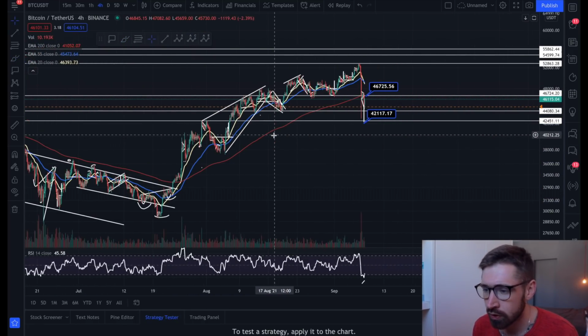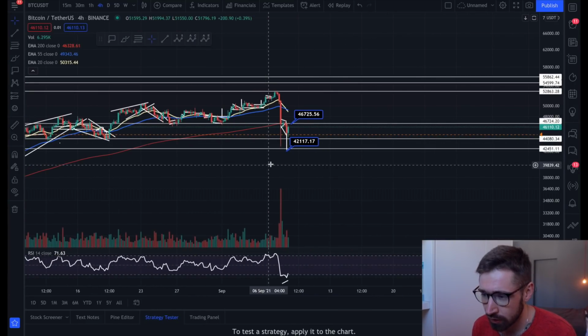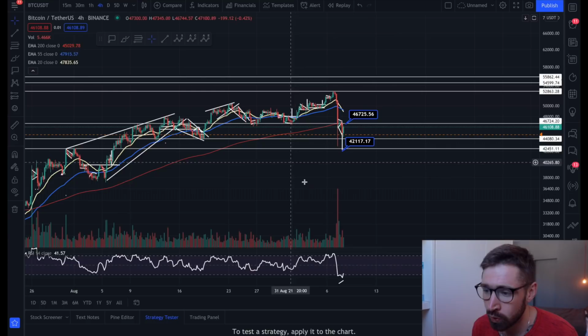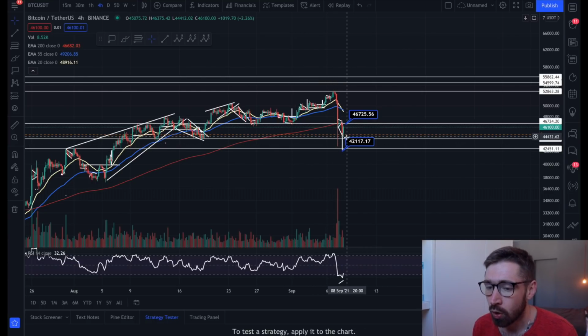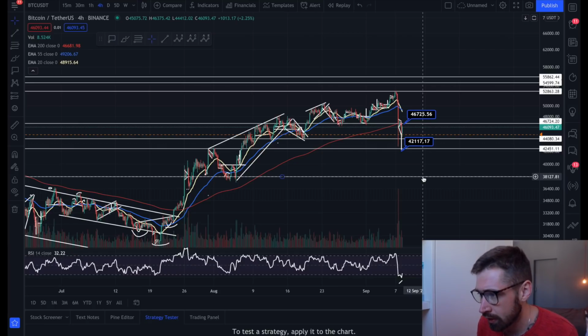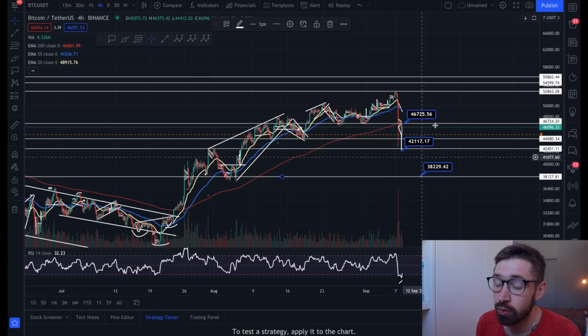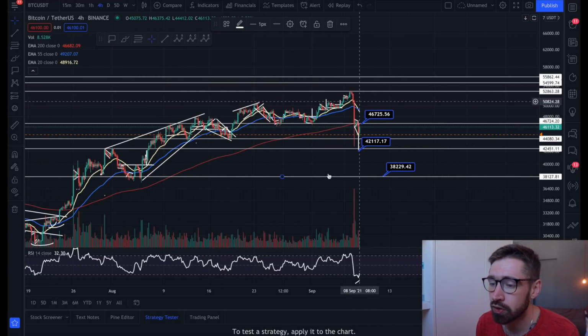So right now we need to watch these levels of resistance at 46.7. If we get rejected, we could see that continuation. Now that doesn't mean we won't come down to 42K or even lower. We could come down to this level of support at about 38K. Let me drop it in with the little price tag here. And then see that continuation back to the upside.